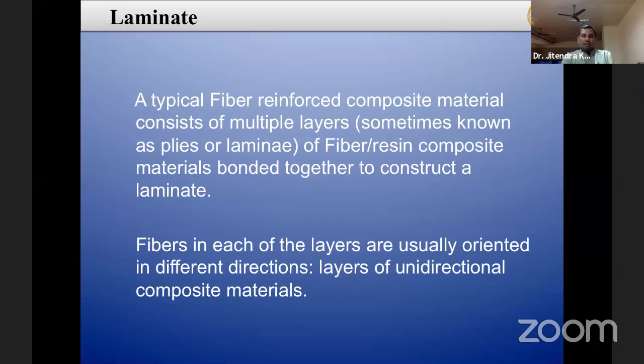So what is the basic observation in a laminate? Fibers in each layer are usually oriented in a different direction. So that's why it is a multi-directional composite, because each layer has a different orientation, different direction. But the layers, whatever you use, are unidirectional. But piling of the different layers in a different stacking sequence is called a laminate. So its direction is multi-directional.